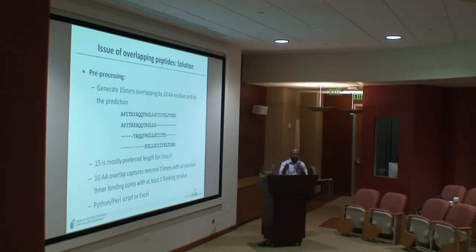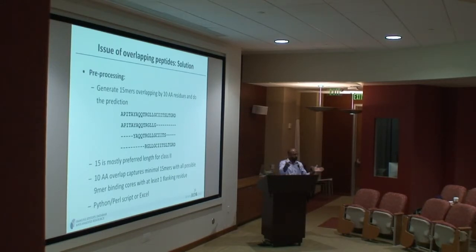In order to avoid that kind of redundancy, what we recommend is, instead of submitting the entire sequence as such, pre-process the sequence into 15-mers overlapping by 10 amino acids. This will largely avoid getting redundant peptides in your result. Why do we use 15-mers overlapping by 10? 15 is not the only length, but it's the most preferred length for class 2. And keeping a 10 amino acid overlap means you will get a minimal number of peptides with a binding core and at least one flanking residue on both sides of the binding core. So that's why we recommend 15 overlapping by 10.